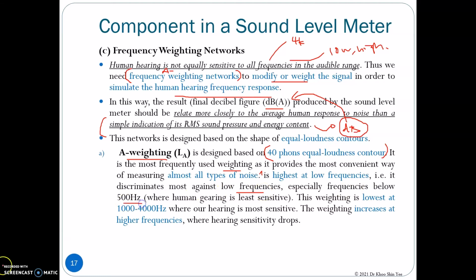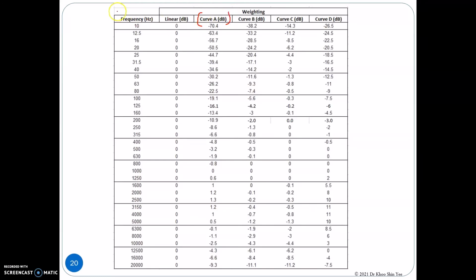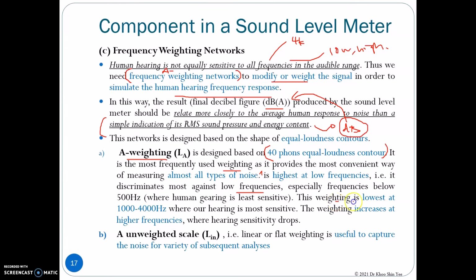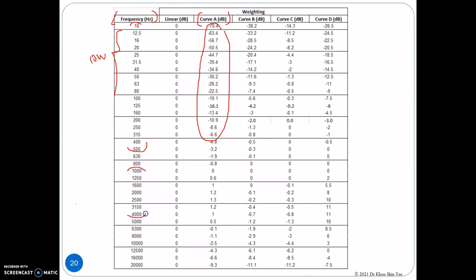below 500 Hz. The A-weighting curve versus the frequency are provided in this table, where you can see from 0 up to 500 Hz, which is recognized as low frequency. The reduction of the dB value at the low frequency is high, because our human hearing is less sensitive at this region. This weighting is lowest at around 1000 to 4000 Hz, where our hearing is more sensitive in this range. This can be observed from the data given here. Then for the higher frequency, our hearing sensitivity drops. Therefore, the reduction of the dB increase.